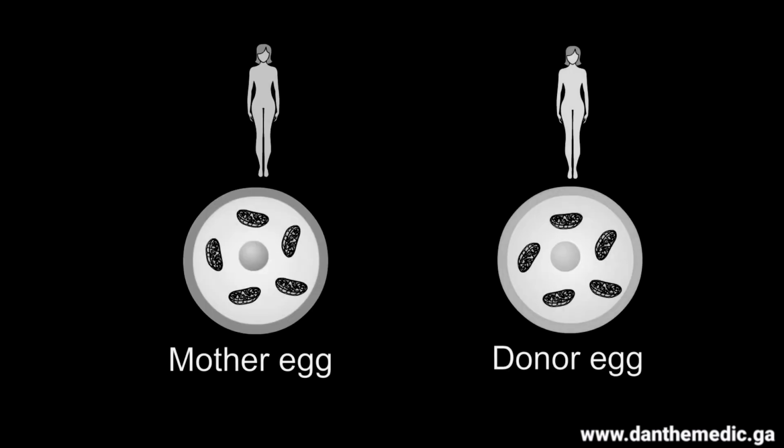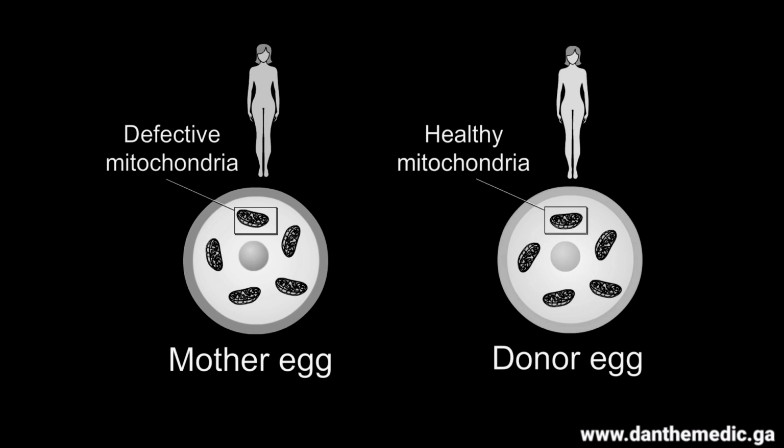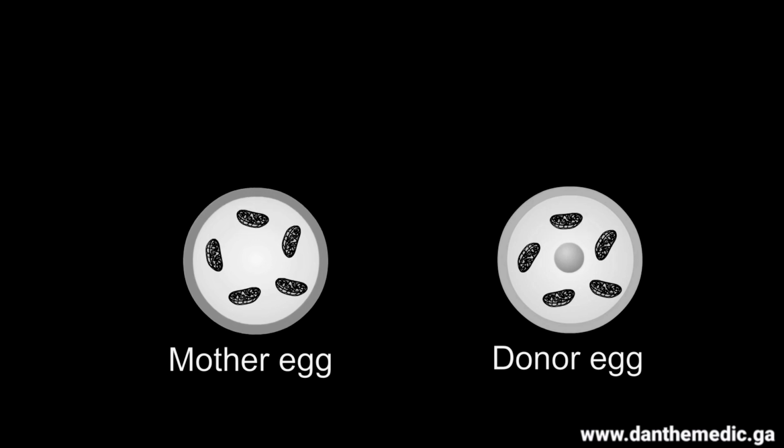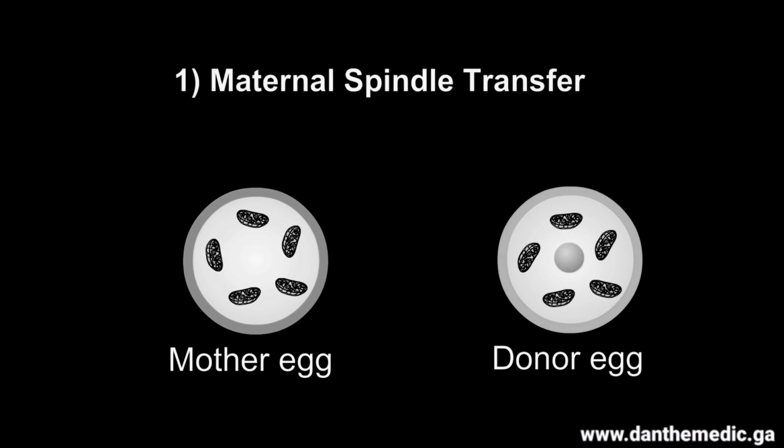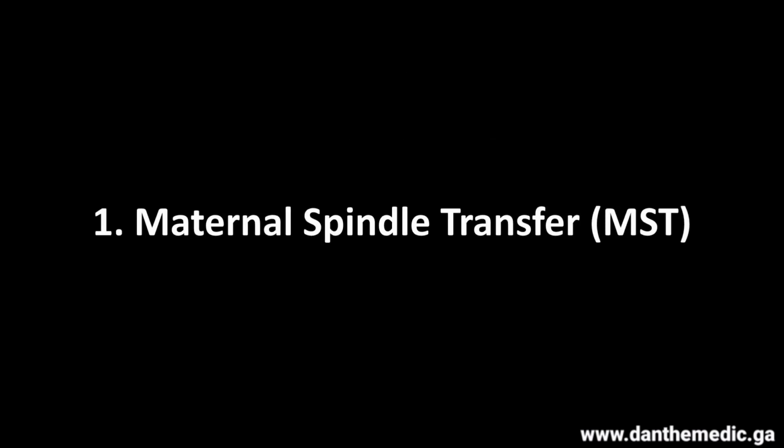The process entails replacing an egg cell that carries defective mitochondrial genes with a healthy donor cell lacking those defects. Once the donor egg cell is obtained, the genetic material from the mother and father is introduced. There are two similar yet slightly distinct methods used. They are maternal spindle transfer and pronuclear transfer.